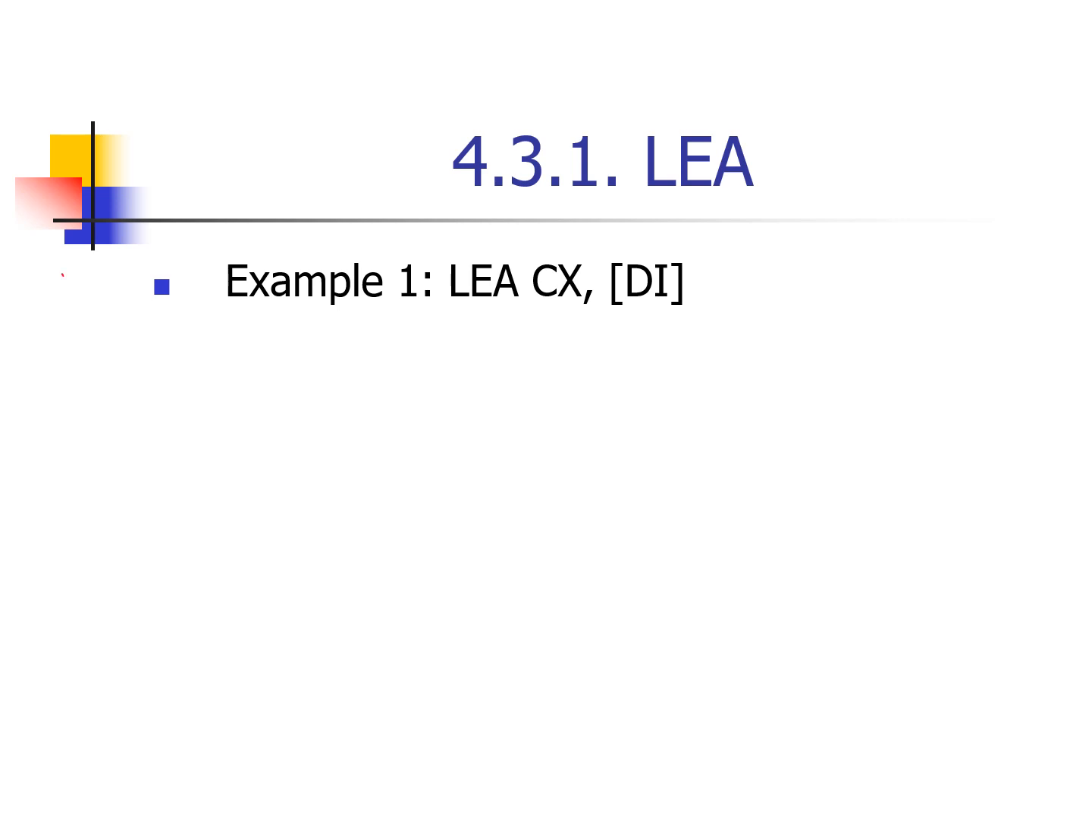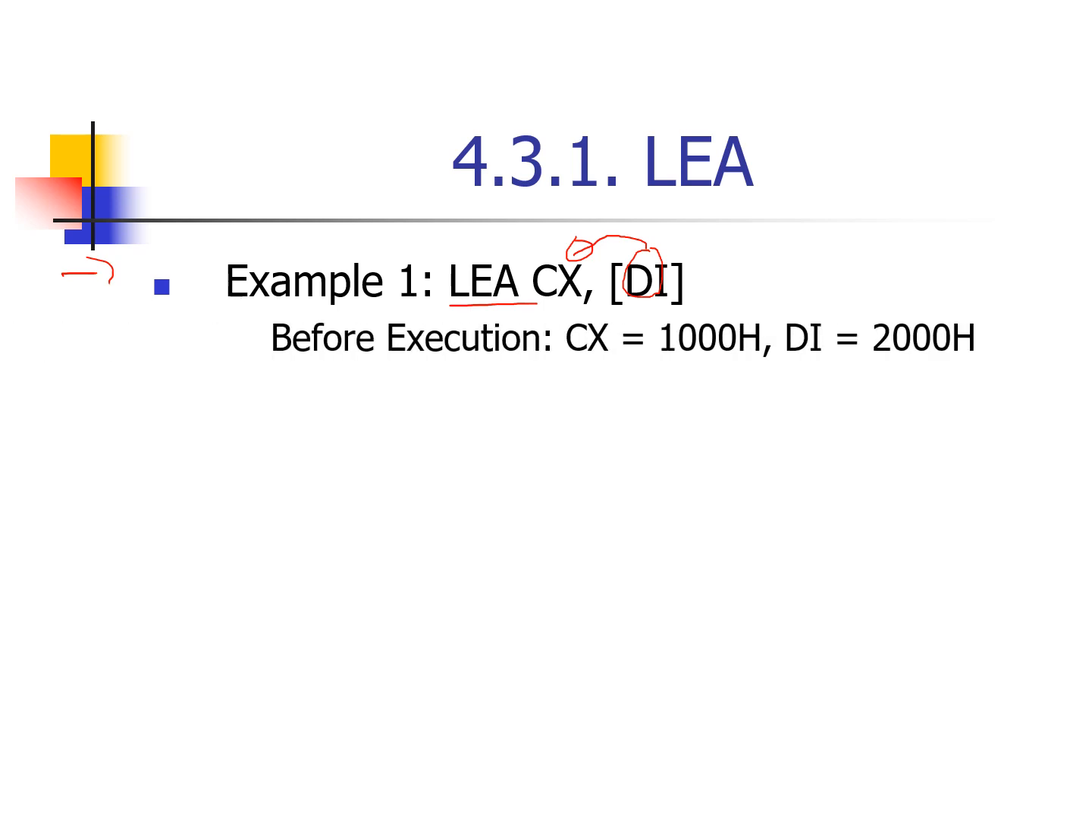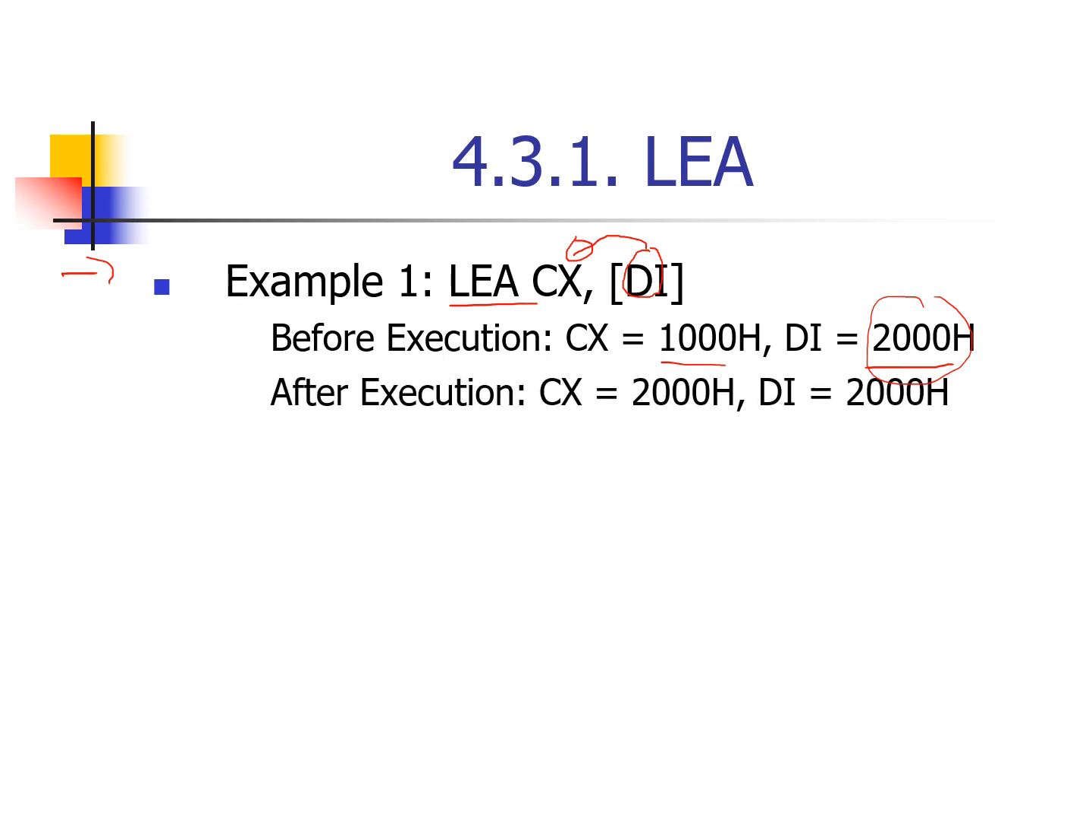Here is an example. Load effective address CX comma [DI]. What this instruction does is take the content of DI, which is the address, and load it into CX, not the data pointed to by DI, but the content of DI by itself. So before execution, if this is the value of your CX and this is the value of your DI, after executing, your CX would contain this data. And DI will keep the data inside it.